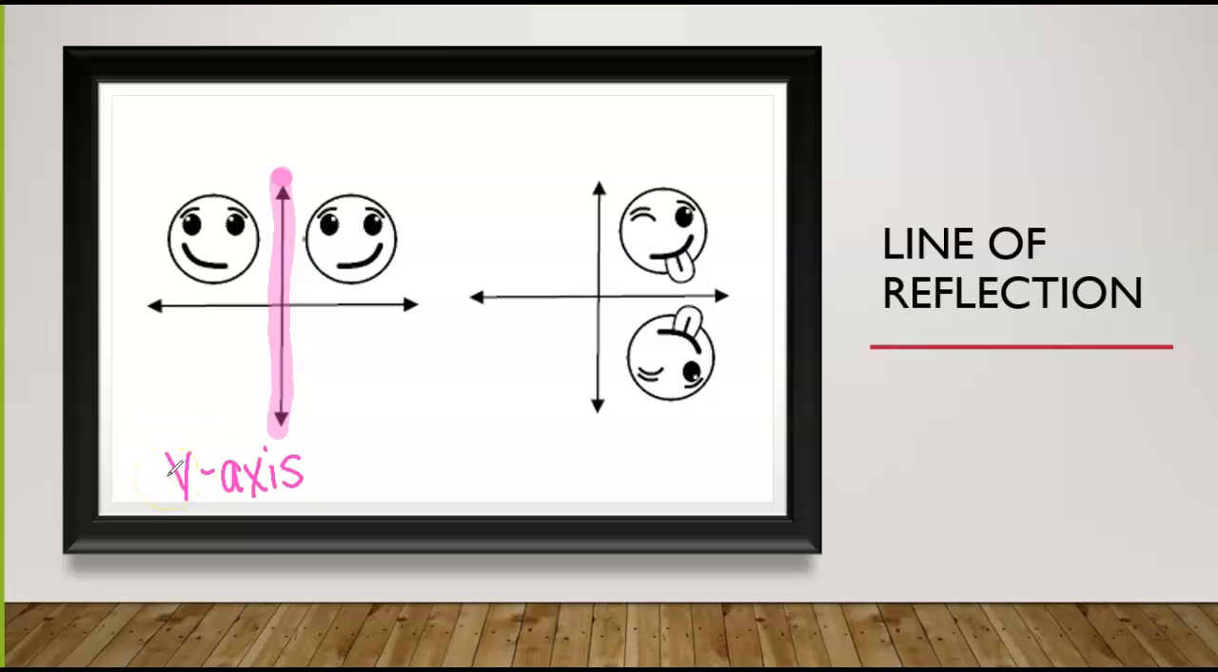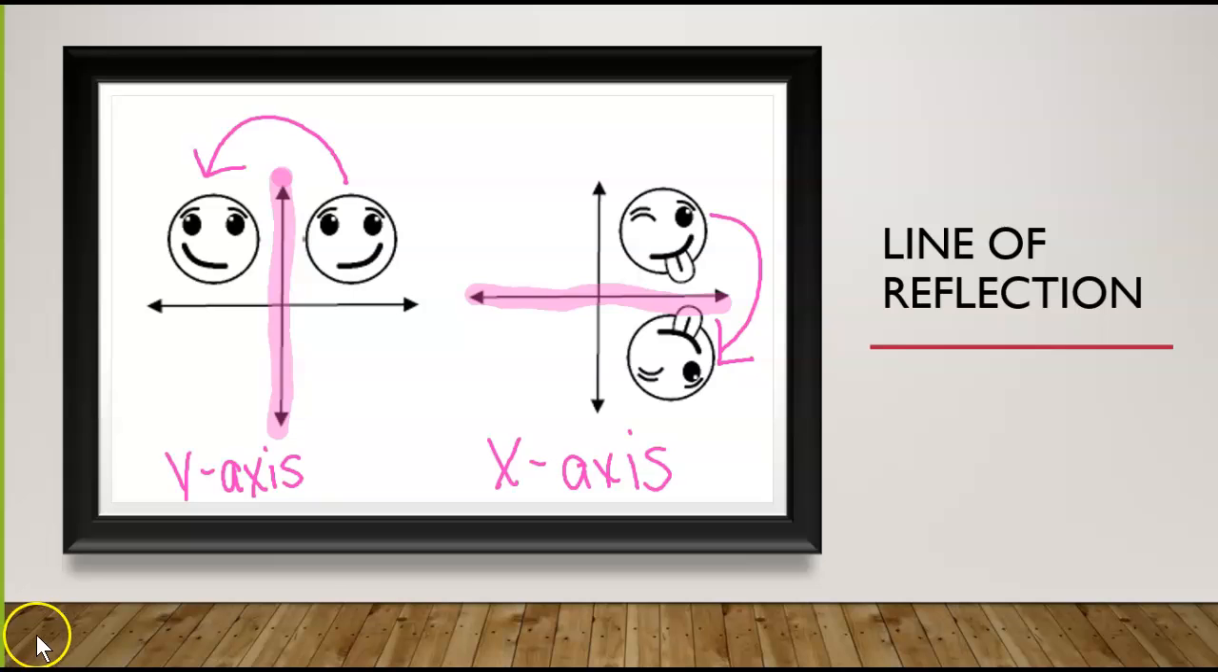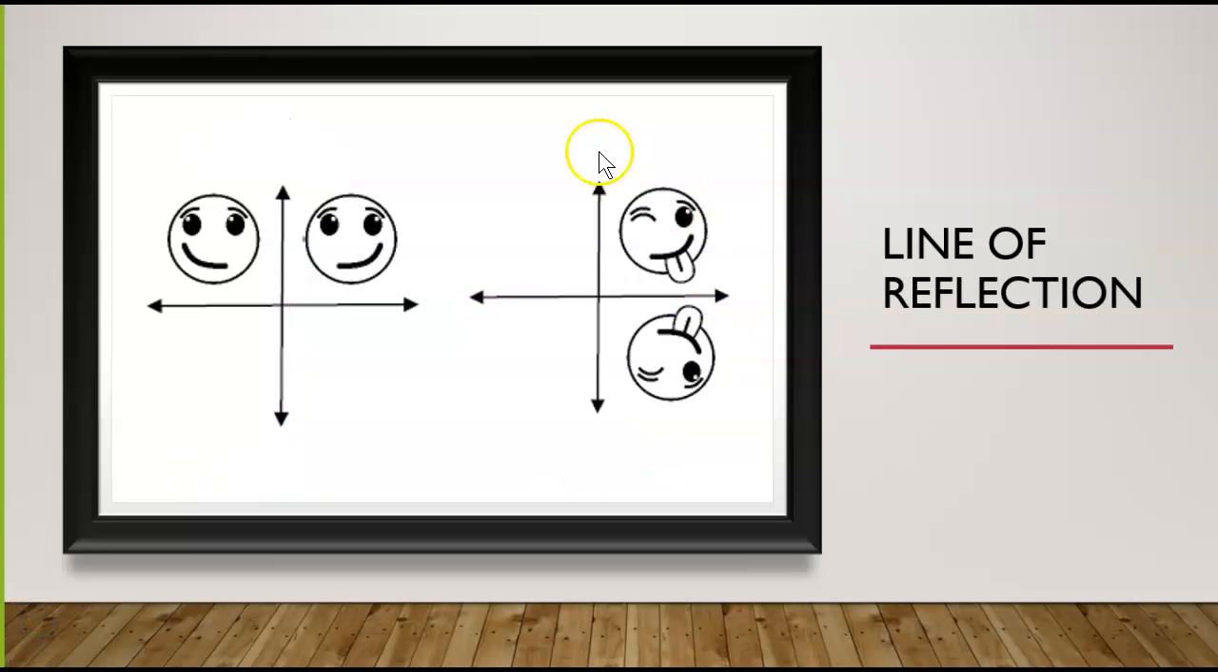All right, there we go, y-axis. What about in the second figure? The second figure, my line of reflection is the x-axis. And we know that that's the line of reflection because from one figure to the other, that is the axis we are flipping across. That is the axis we are flipping across.